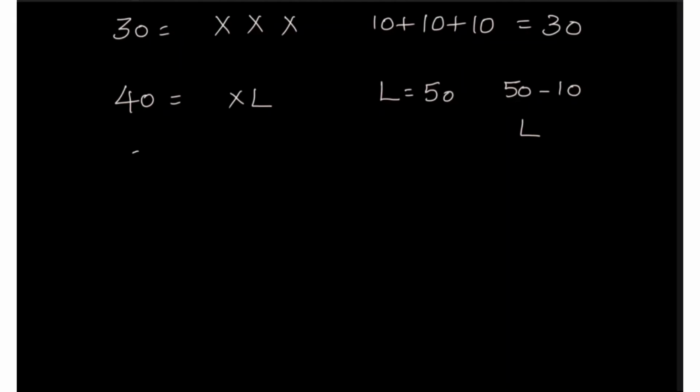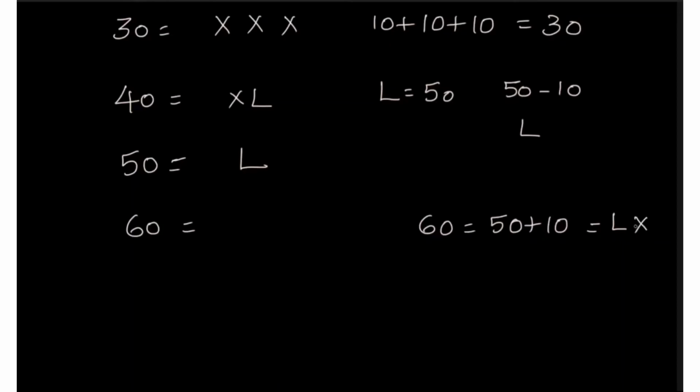Next is 50, we already know. The fixed letter is L itself. Then 60 means 50 plus 10. That is equal to L. Then addition means putting the alphabet on the right side. That is LX.